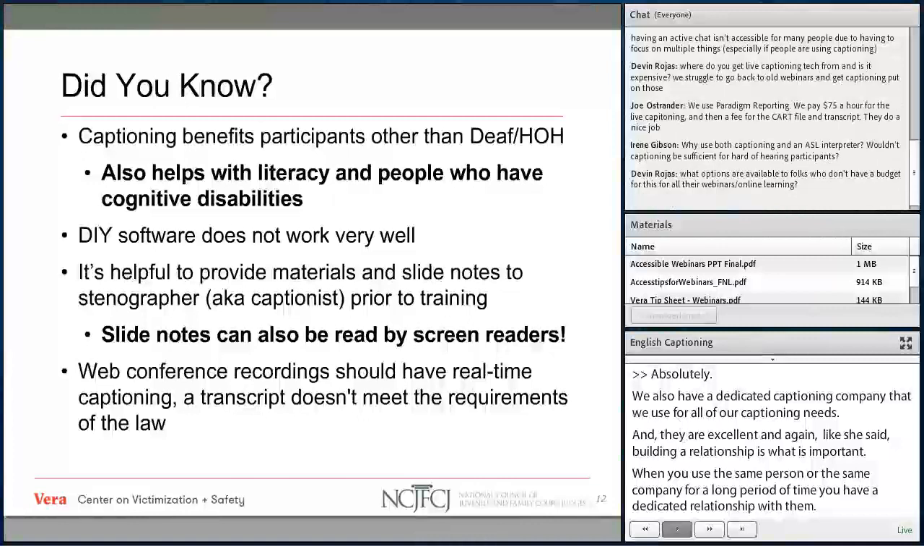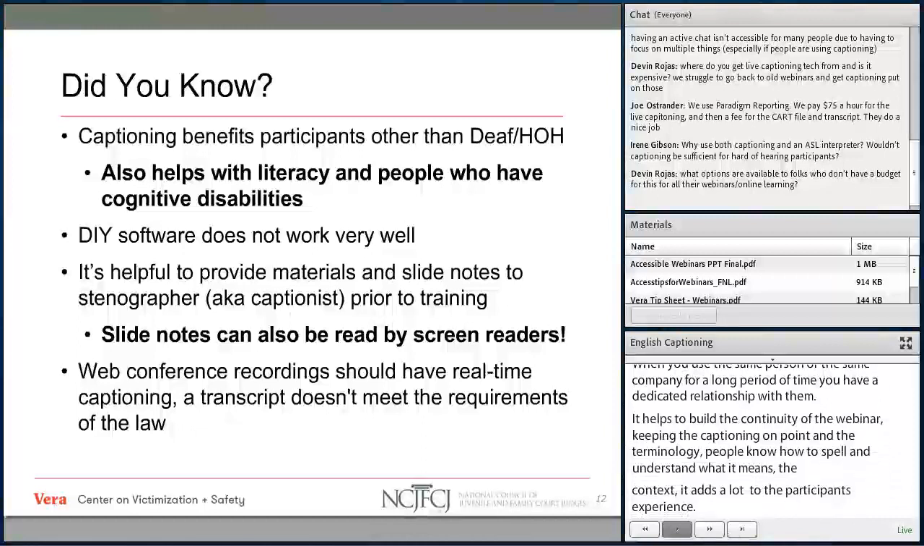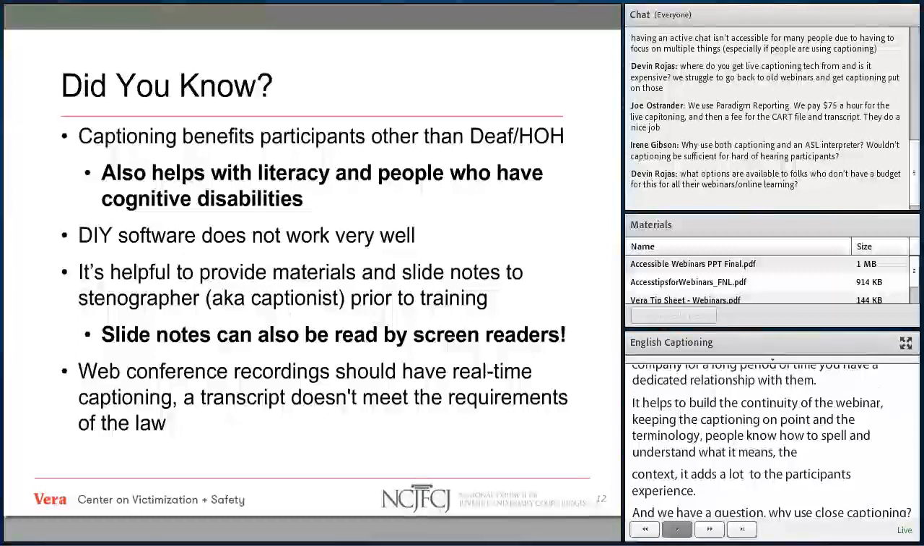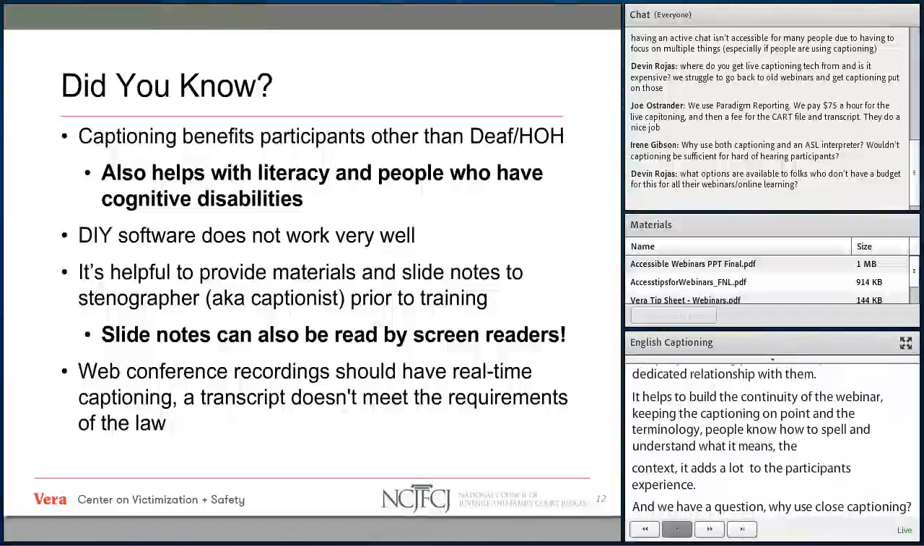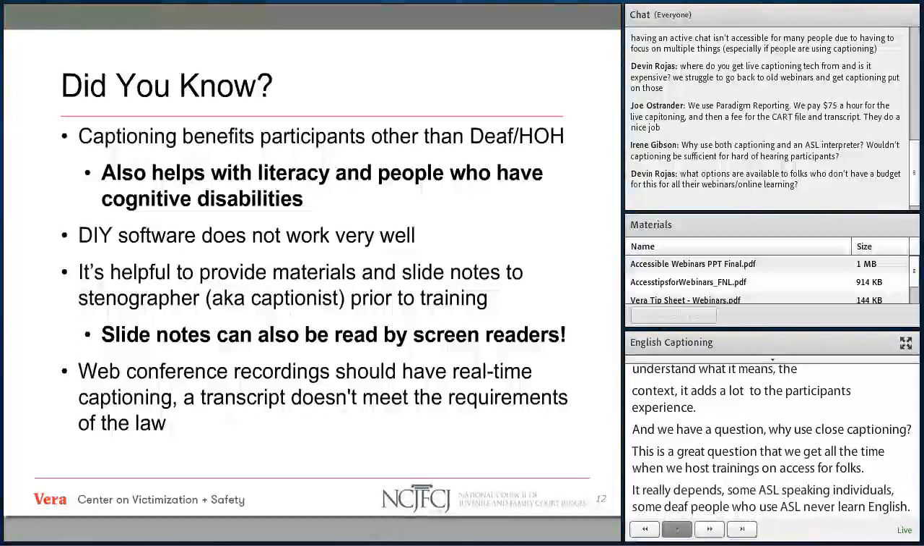participants' experience. And we got a question, why use both captioning and an ASL interpreter? This is a great question that we get all the time when we host trainings on access for folks. It really depends. Some ASL speaking individuals, some deaf individuals who use ASL never learn English. So for many culturally deaf individuals, English is either a second language or it's not a language that they know at all. Maybe they just only know ASL. So therefore captioning wouldn't work for them because they don't understand English language.